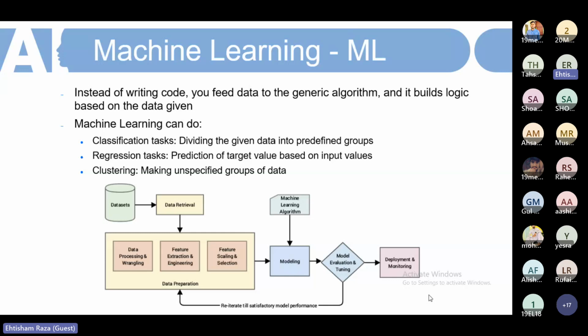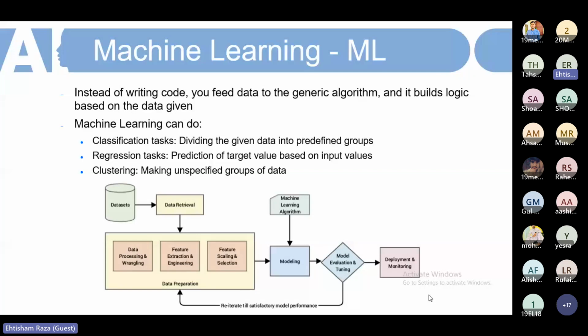Just like we humans do classification, we evaluate different groups based on our own understanding. Similarly, if you want your machine, your algorithm, to perform this kind of task, you have to provide data to your machine. Based on the data, your machine will learn and perform that task.